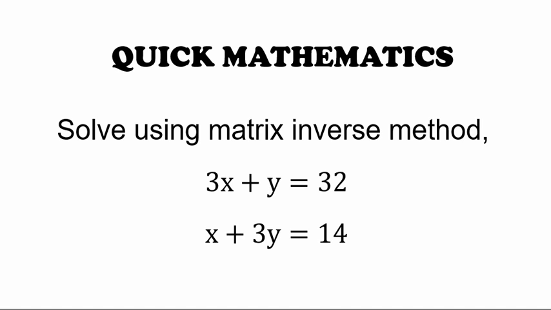The problem is: solve using the matrix inverse method the system of linear equations 3s plus y equals 32, s plus 3y equals 14. So you can also solve a pair of simultaneous linear equations using the matrix inverse approach. So let's take the quick solution.